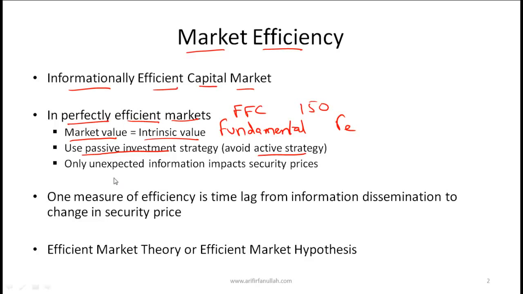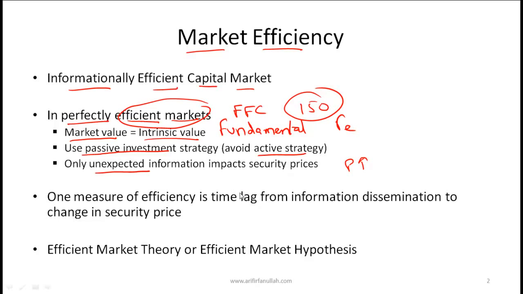And finally, in an efficient market, only unexpected information impacts security prices. The point here is that if the whole market is expecting a certain piece of information, so for example, let's continue with FFC, if the market expects that FFC and other fertilizer companies will increase prices, then that fact should already be built into the security price. Only if a given player announces unexpectedly that prices are going up or that there is some other impact, only if there is some unexpected information, will that impact security prices. Again, just to hammer in the point, any expected information will already have been built into the security price if we are operating in an efficient market.